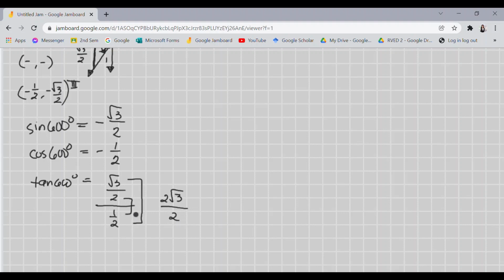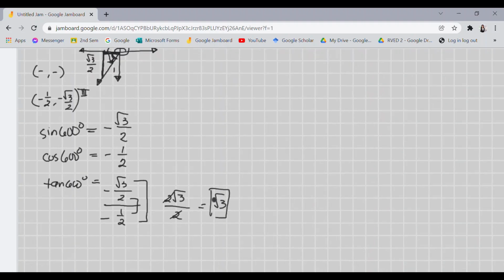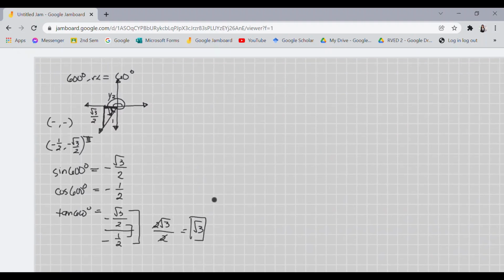Okay, that is for the inner terms. And then you'll cancel 2. Tangent 600 is now equal to square root of 3. Okay, so we write here, since both of them are negative, the answer will be positive. Tangent 600 is equal to positive square root of 3. Okay, so this is how it looks like.